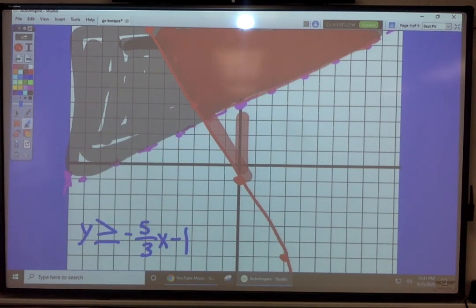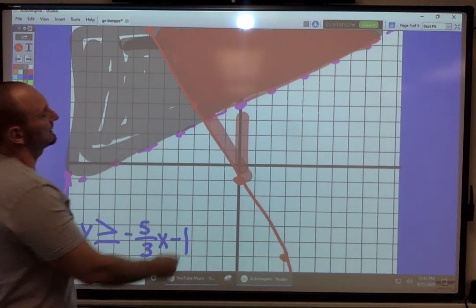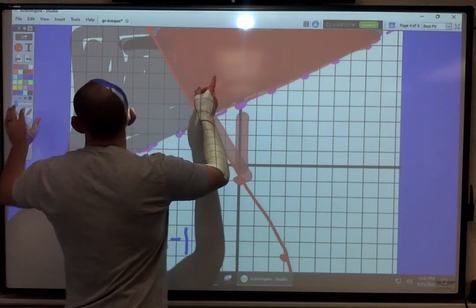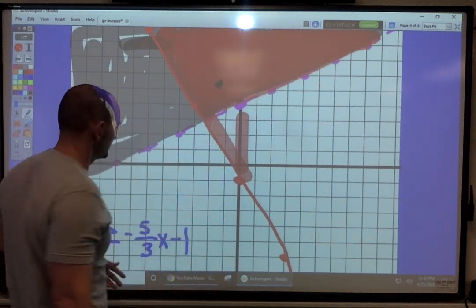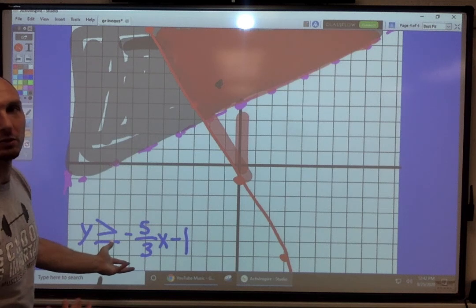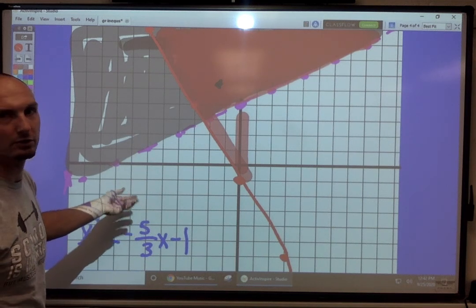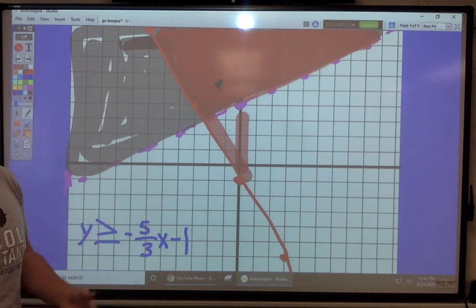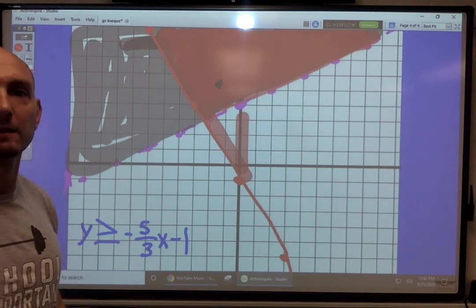And if we really wanted to, we could take a point in this section, whatever point we want, plug it into this equation or inequality, see if it's true, plug it into the original one, see if it's true. So you can always check your work here. That's it for graphing inequalities.